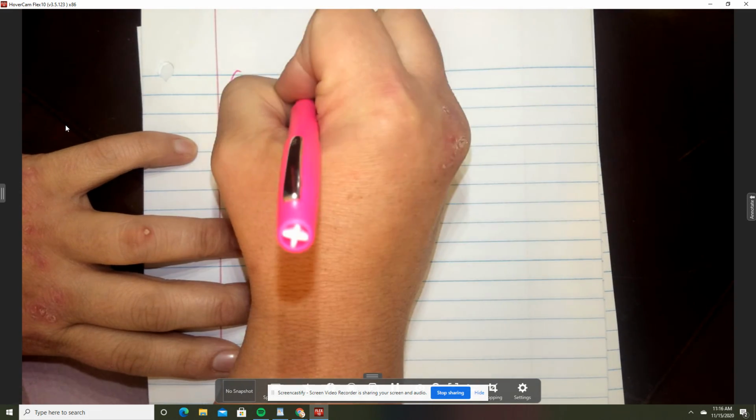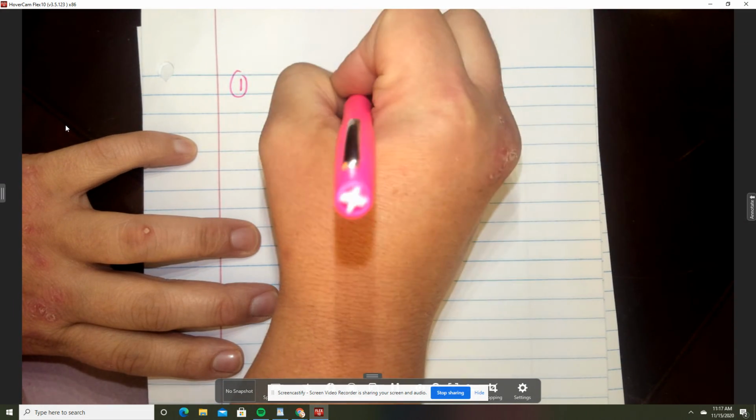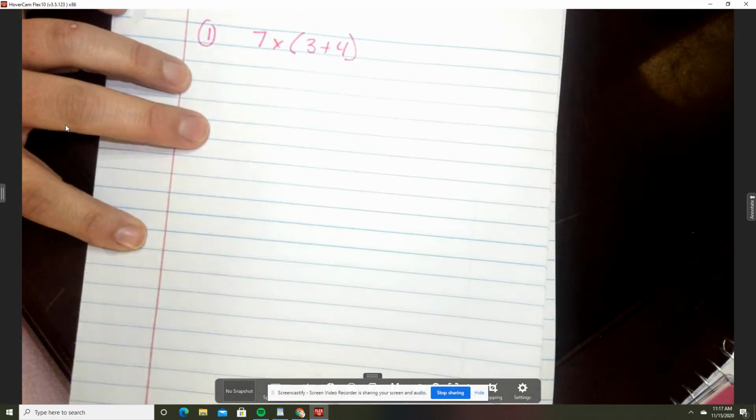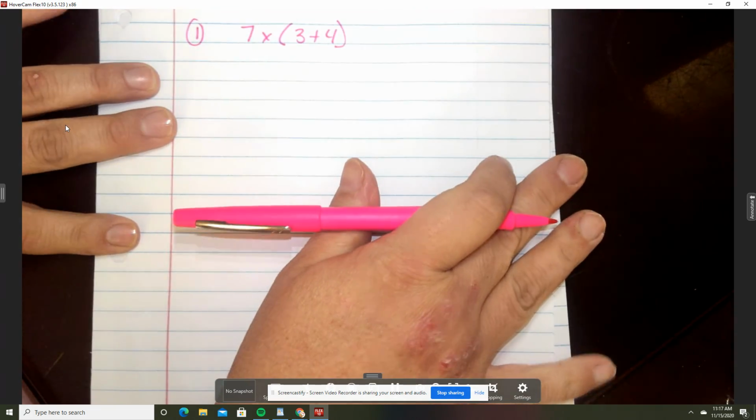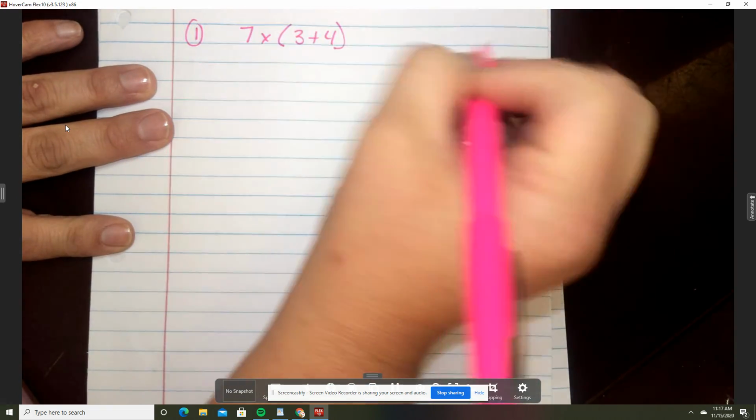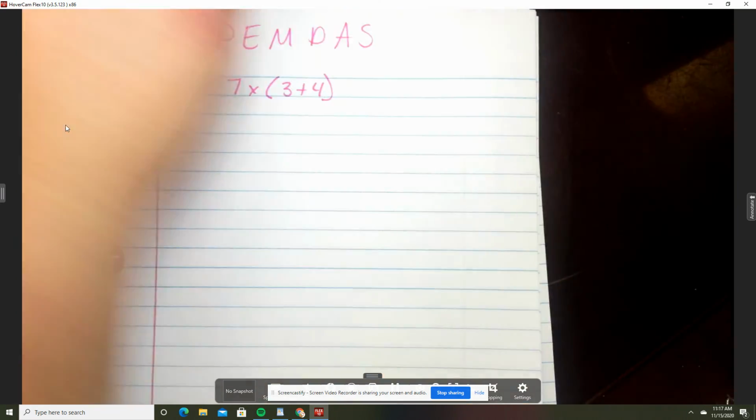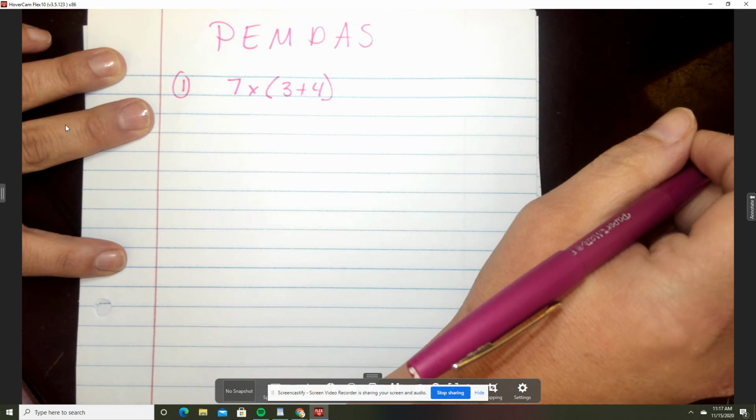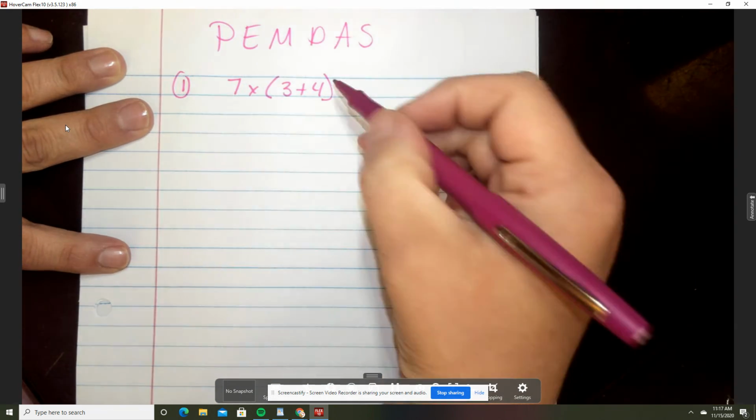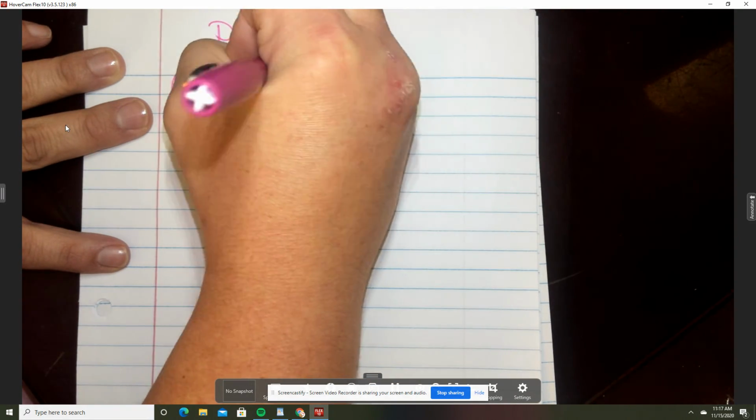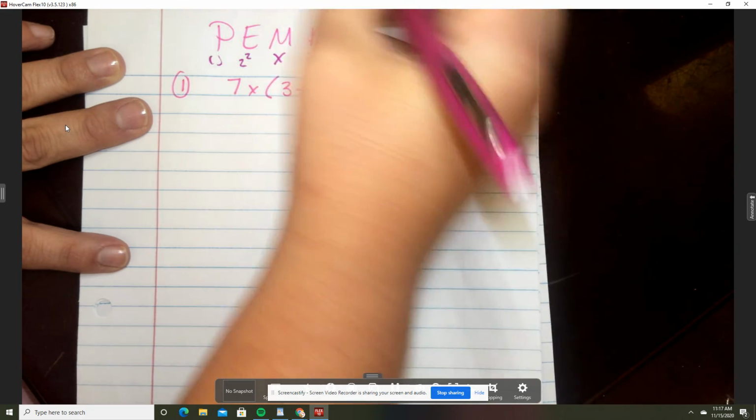All right. So we've got 7 times (3 plus 4). All right, 7 times (3 plus 4). So scanning our problems, I'm going to put up here, please excuse my dear Aunt Sally. I don't know what she's doing in there. All right, so we're looking at parentheses, exponents, multiplication, division, addition, subtraction.